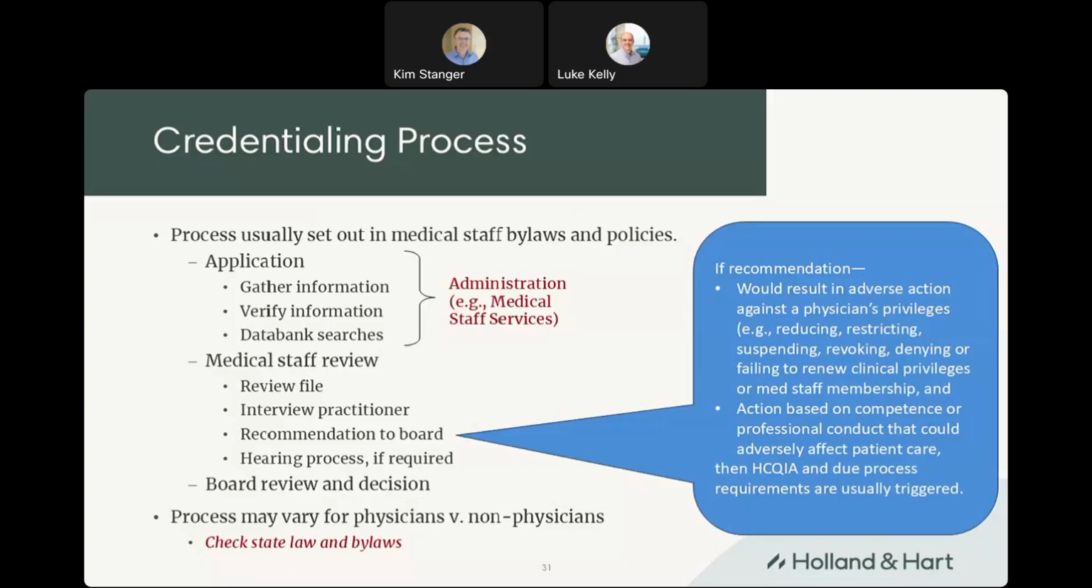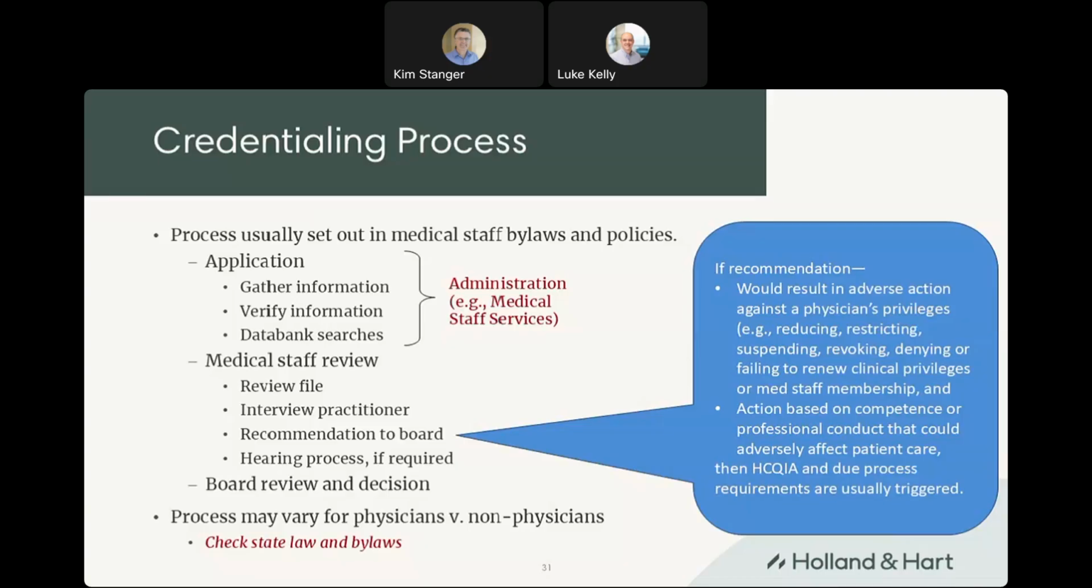There's usually in the credentialing process an initial application phase where the provider submits the application, your medical staff services office or administration then gathers the information needed, verifies that information, conducts appropriate data searches, then they go ahead and send it on to the medical staff for review. That review in most cases has to be done by the medical staff, usually the active medical staff, who will review the file. They'll take whatever additional information they may need, including interviewing the practitioner, and then they will make a recommendation to the board.